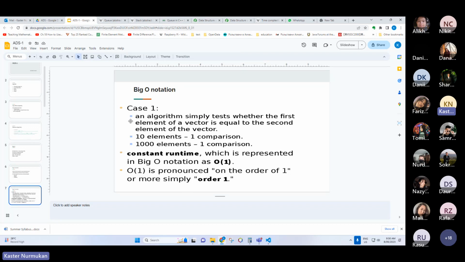So, big O notation, first case: the algorithm simply tests whether the first element of a vector is equal to the second element of the vector. With 10 elements it's one comparison, with 100 elements also one comparison. That's a kind of comparison operation, right?